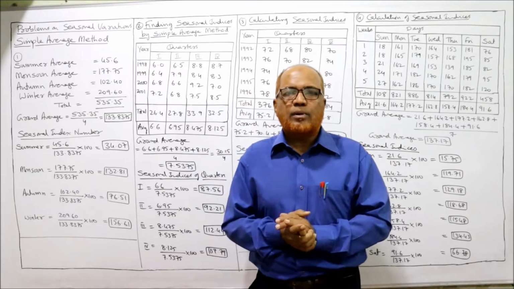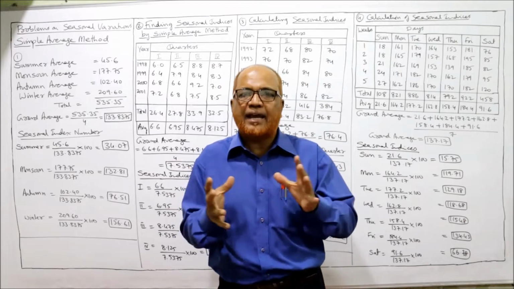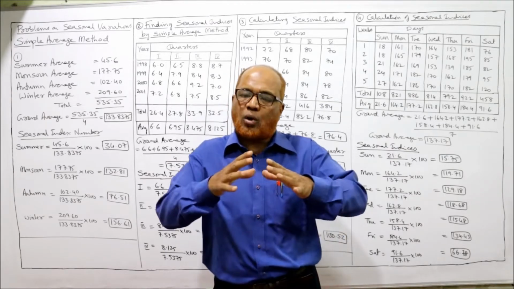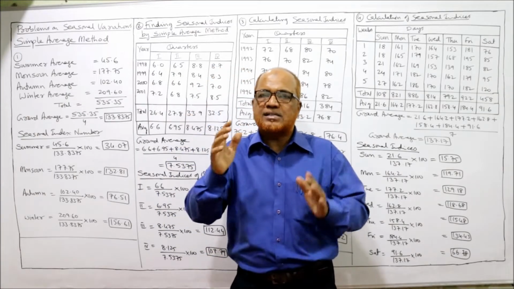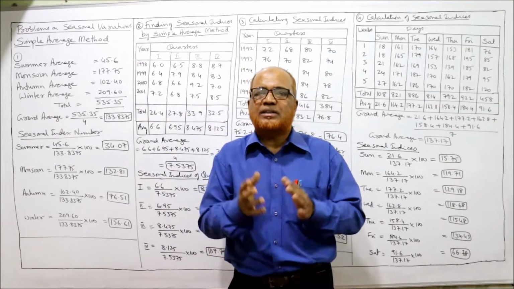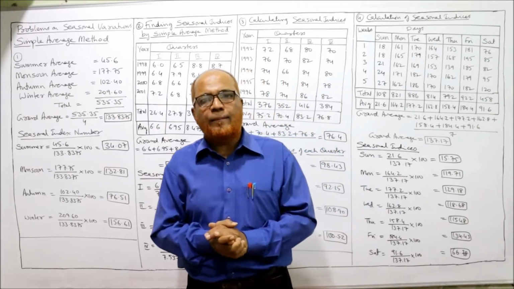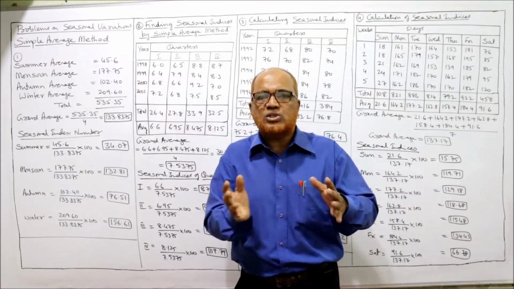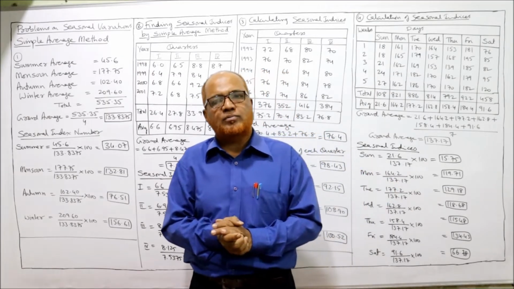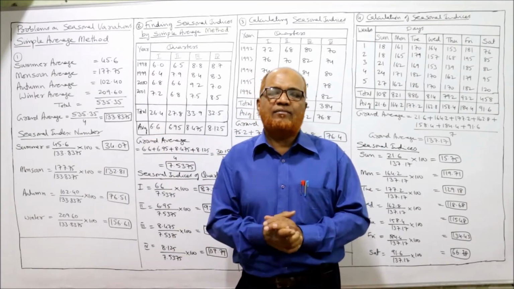So we have done the problems on secular trend. In the last so many videos, we have done the problems on all the methods of secular trend: freehand method, semi-average method, moving average method, least squares method, and second degree parabola, shifting the origin, changing the trend. All these things we have done. In the next few videos, I'm going to make problems on seasonal variation.